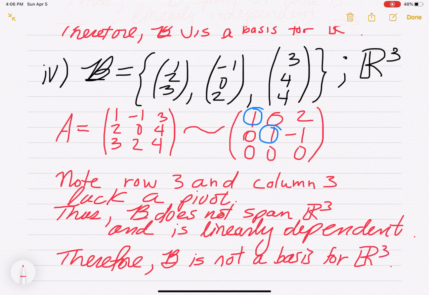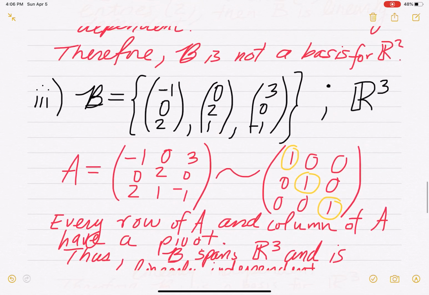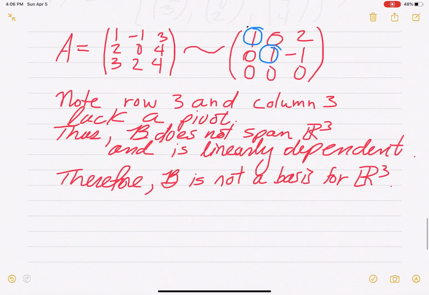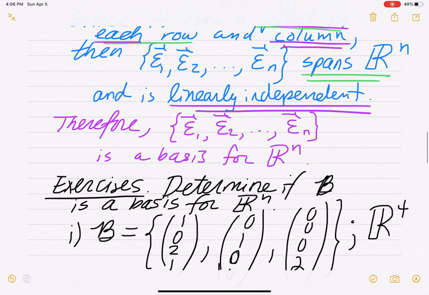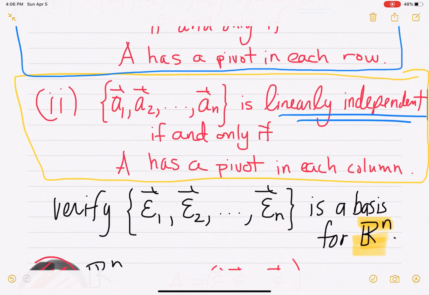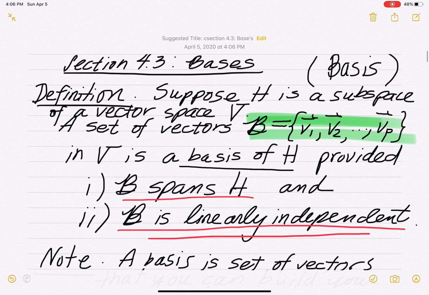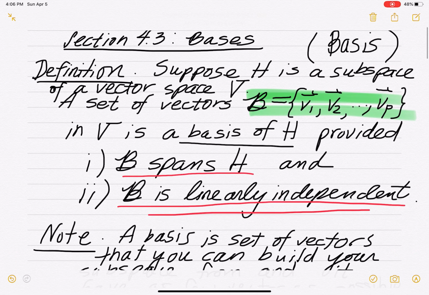Yep, that's it. I'm just going to quit there, I think. Yeah, I'm quitting there. So that's an introduction to the concept of a basis. And remember, bases is the plural of basis.